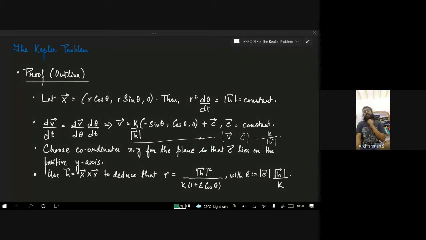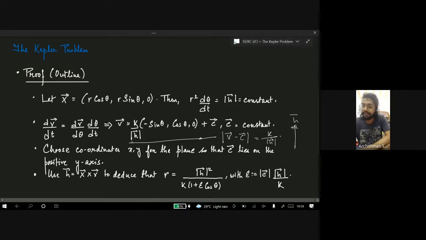Now, what I can do is choose coordinates in the xy plane so that the center lies on the y-axis. So here you have h, and somewhere on the y-axis you have the center. On this vector, somewhere over here you have h, and over here you have c, and then you have some x-axis over here.